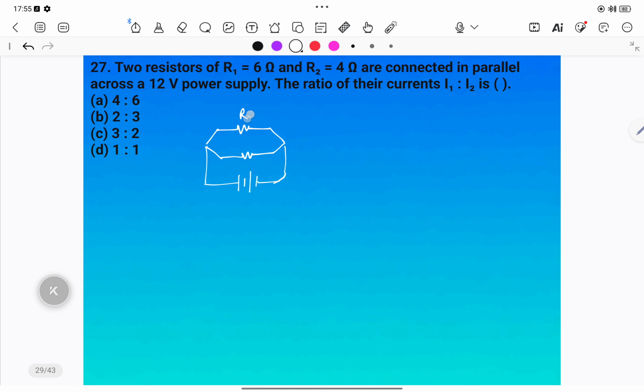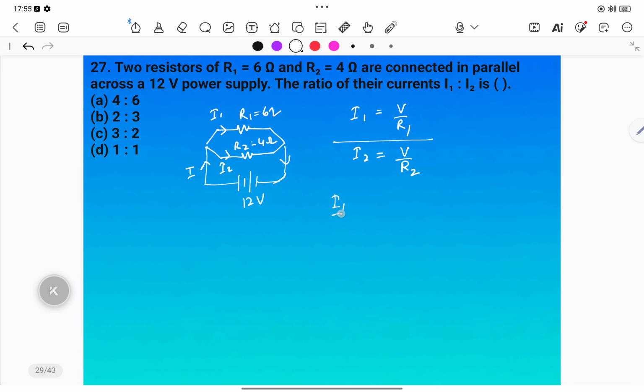So here R1 is given as 6 ohm and R2 is given as 4 ohm, and the power supply is 12 volt. The current I1 is flowing through resistor R1 and I2 current is flowing through resistor R2. So I1 will be equal to V by R1, since voltage in parallel remains the same across both the resistors, and I2 will be equal to V by R2. Then for calculating I1 and I2, we will take the ratio.